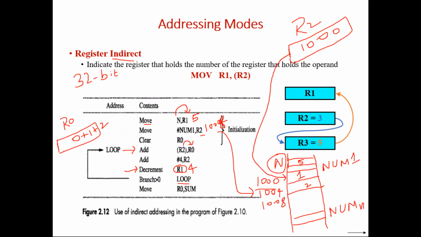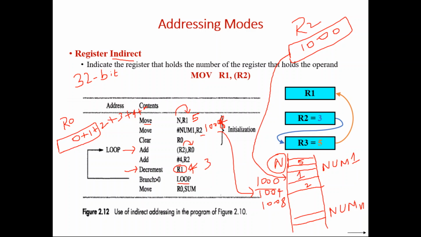Okay. Again decrement R1. Now R1 will become 3. Again check, is it greater than 0? Yes. Again loop. So like that it will continue. So like that it will add all the 5 numbers. Let us assume each location contains these numbers 1, 2, 3, 4, 5.